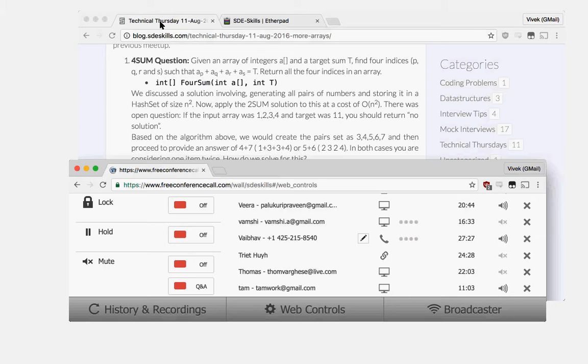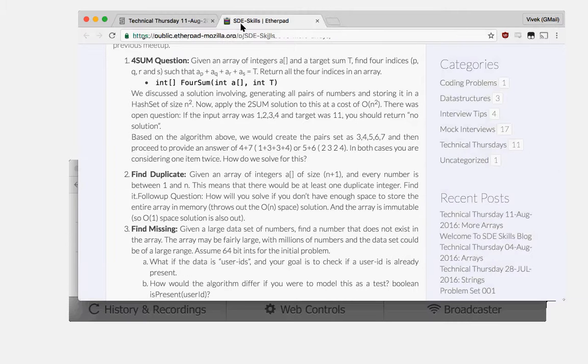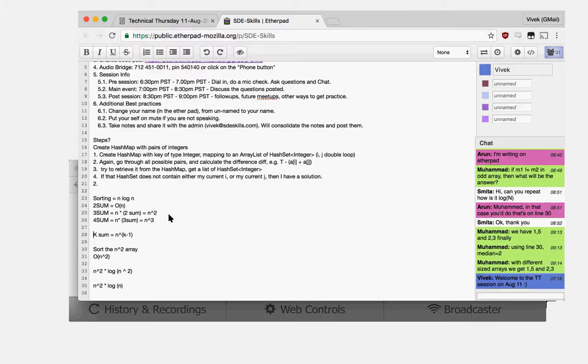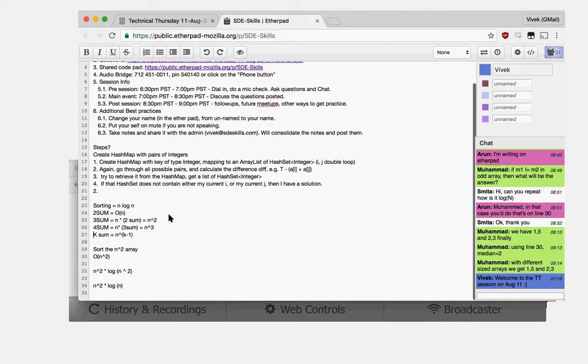You can do better than n power 4 for sure, because you can solve four-sum in n square, right? Four-sum you can solve in n cube, right? N square. The algorithm that Pamela had is for n square. Four-sum is n square. This one here, like lines 23 to 26, represents the sorting method. That will be n power k minus 1 in a generic scenario. Okay. Right. So this is using the sorting method.